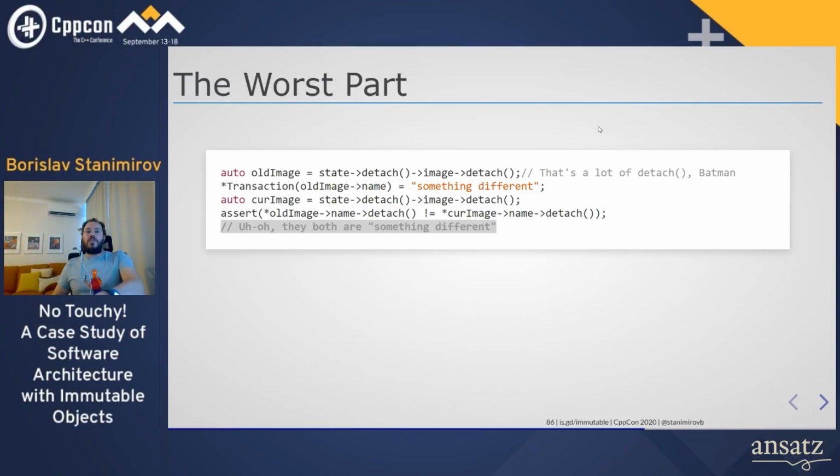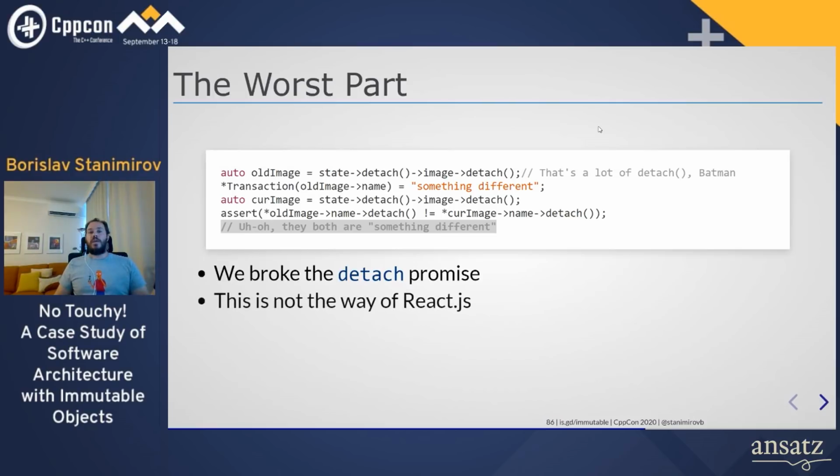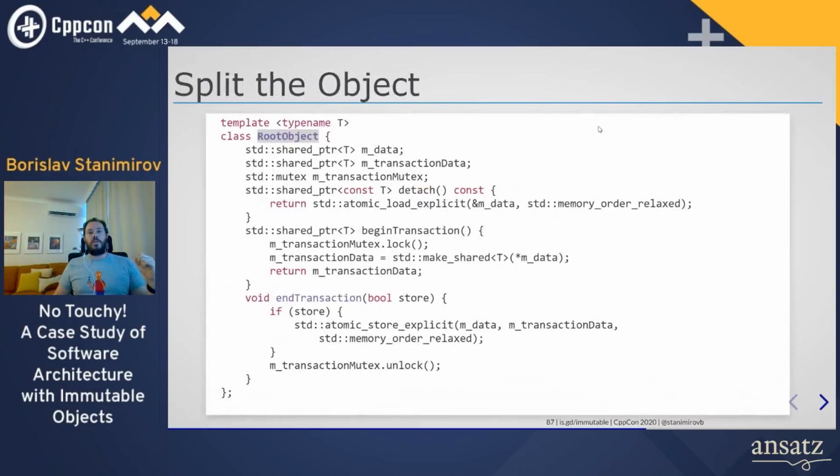But the thing is that, in a way, every object is an object handle. So when you perform a transaction, the owner of the object continues to store a reference to the object handle itself. An object handle's promise was that it is the real object. When you detach from it, it gets you the current contemporary version of the object. So we broke the detach promise. Actually, in this case, detach doesn't mean detach. And that's not the way of React.js, and that's not something that we want.